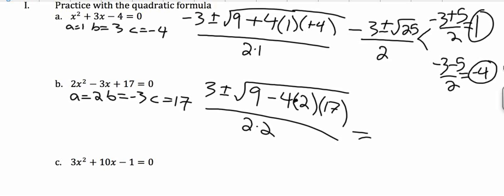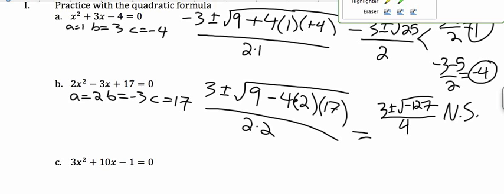Simplifying underneath the square root, 9 minus 4 times 2 times 17 is -127. We cannot take the square root of -127 without using imaginary numbers. We haven't used that yet, so for right now we're just going to simply say that this is no solution. I'm going to use NS as a nice little abbreviation there. Okay, and the last one is going to be a little bit different than the first two.